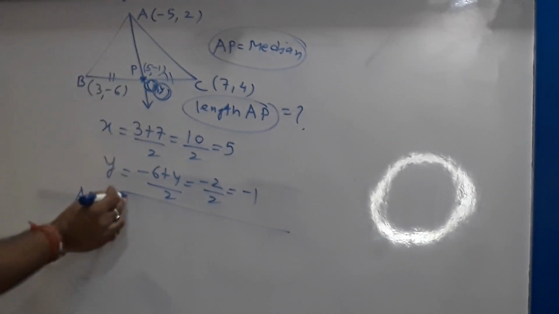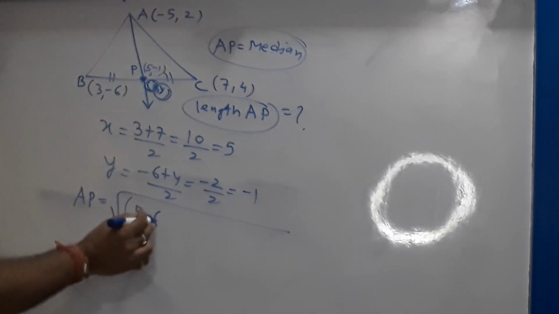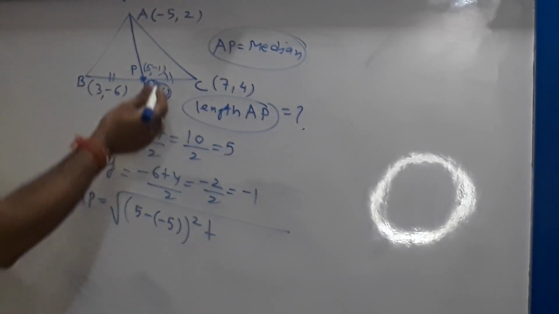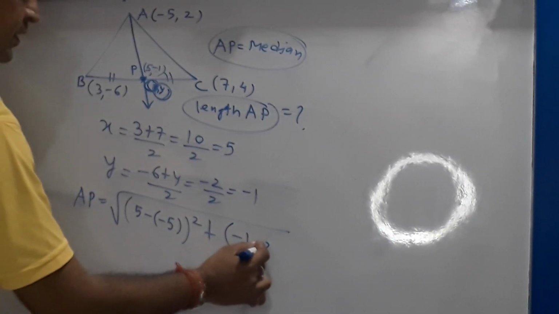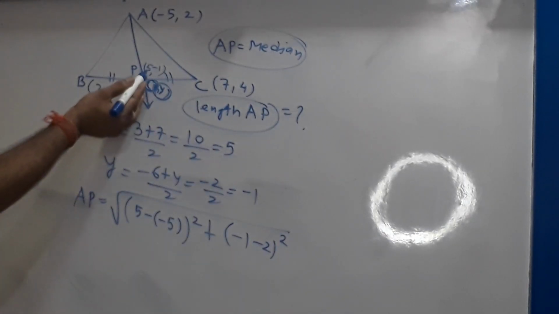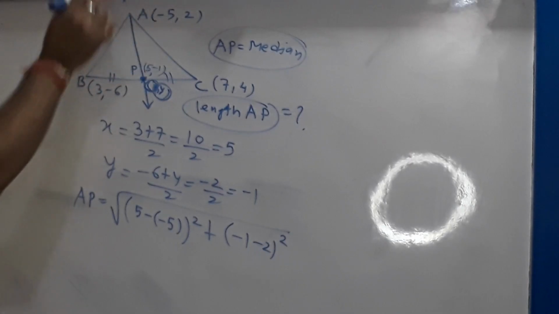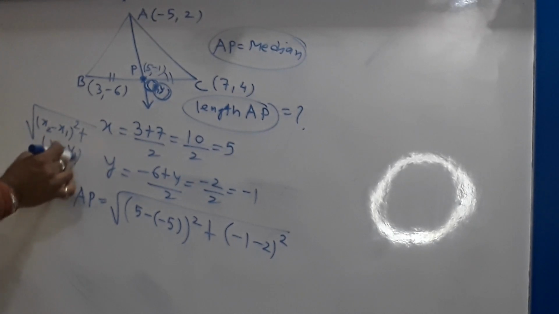5 minus minus 5 square. x2 minus x1 square plus y2 minus y1 square. What is that formula? x2 minus x1 whole square plus y2 minus y1 whole square.